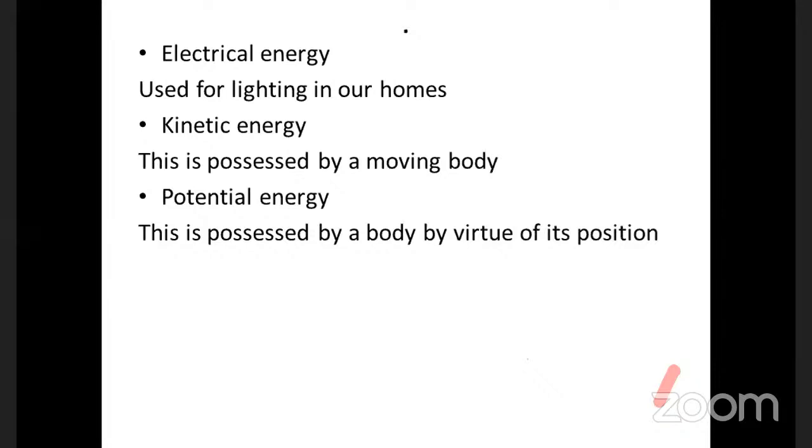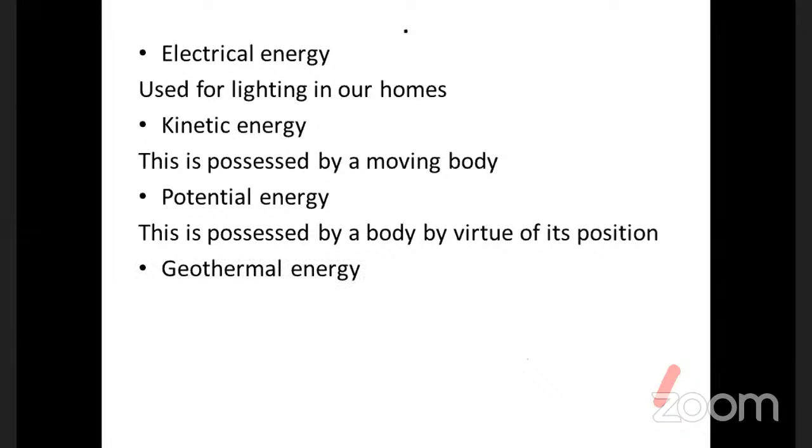Potential energy is possessed by a body by virtue of its position. When we say by virtue of its position, we mean by virtue of it being at rest. When we talk of position, you have some specific point where you are. So basically you are at rest.